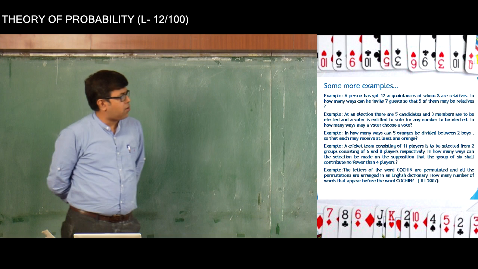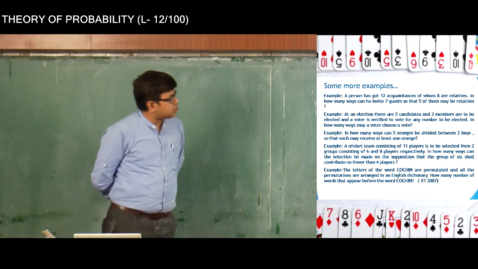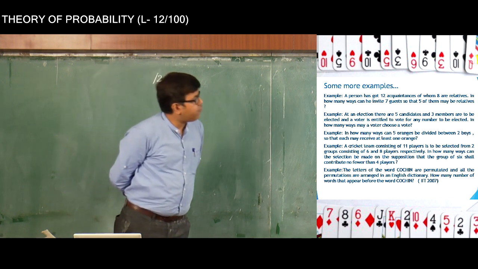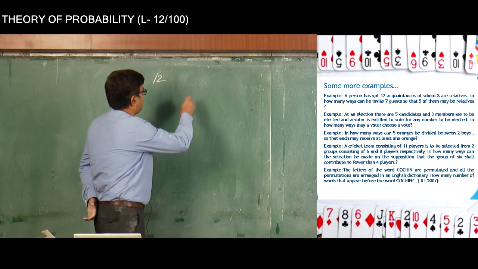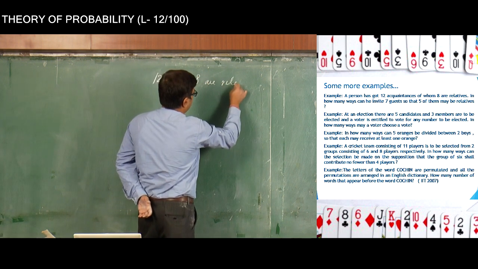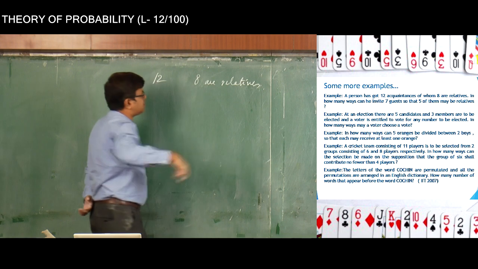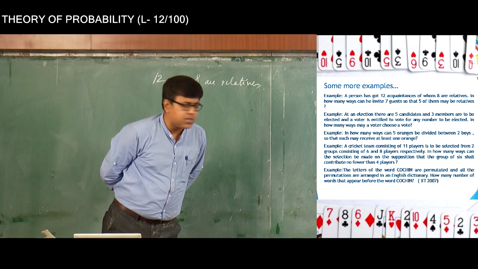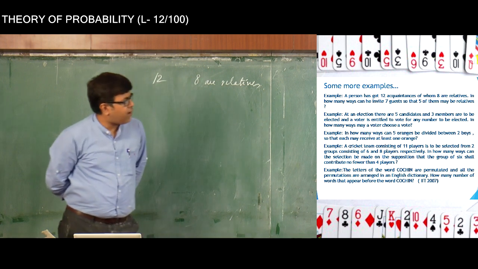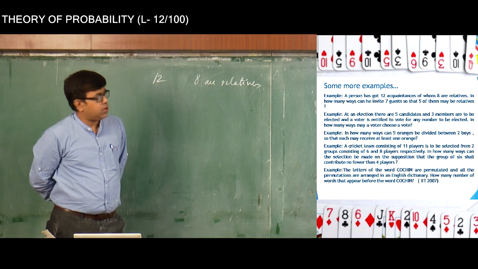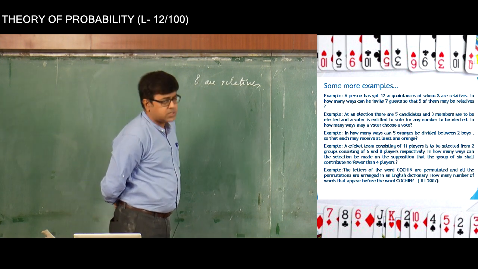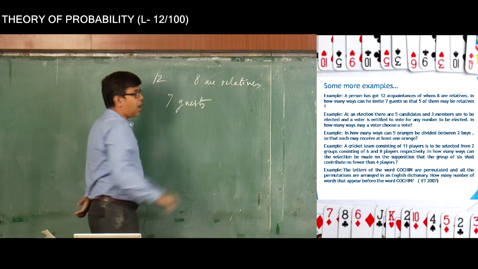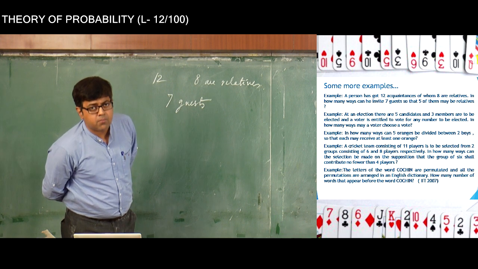The first problem says that a person has got 12 acquaintances, of whom 8 are relatives. So, out of those 12 acquaintances, 8 are relatives, right. Now, in how many ways can he invite 7 guests so that 5 of them may be relatives? So, you have to find out in how many ways that person can invite 7 guests. He has to invite 7 guests only, but out of those 7 guests, 5 of them must be relatives.